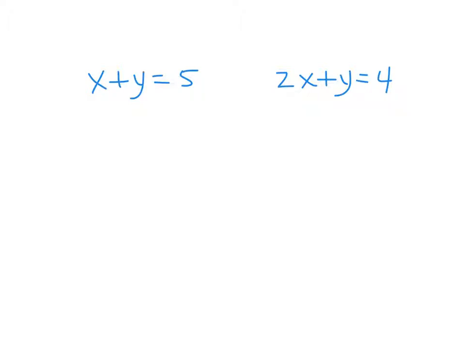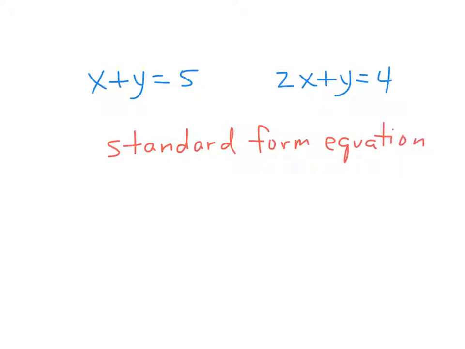Before continuing, I want to talk with you about the two different equations that we've graphed so far: x plus y equals 5 and 2x plus y is equal to 4. Both of these linear equations are written in what's known as standard form. And if I am graphing a standard form equation, I really do it a different way than the way that I just got done showing. I want to talk about that for a minute.